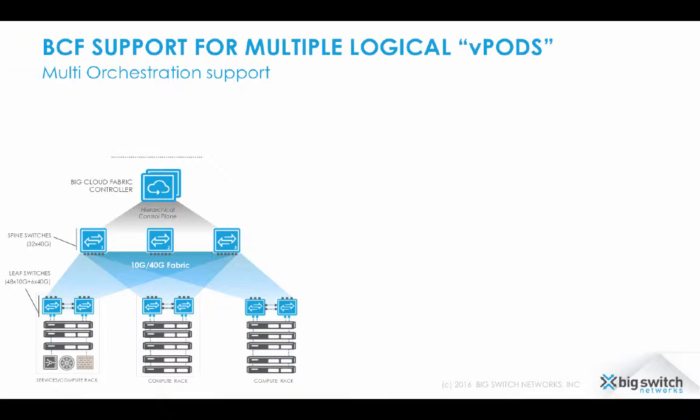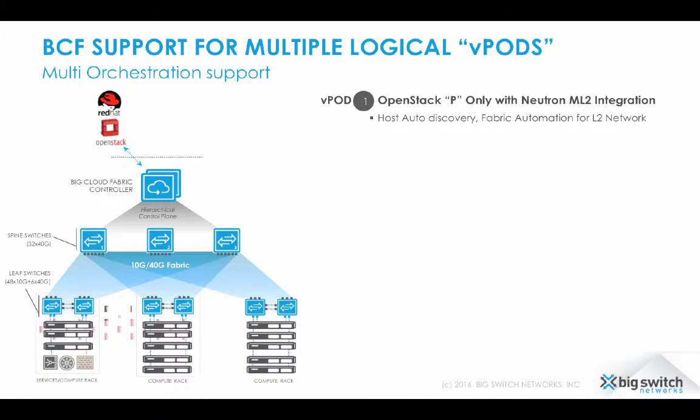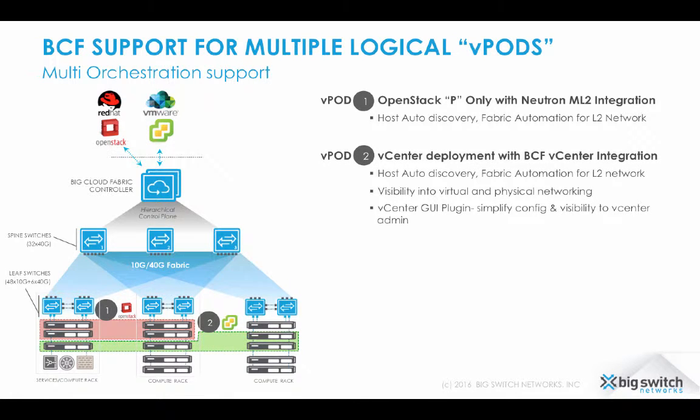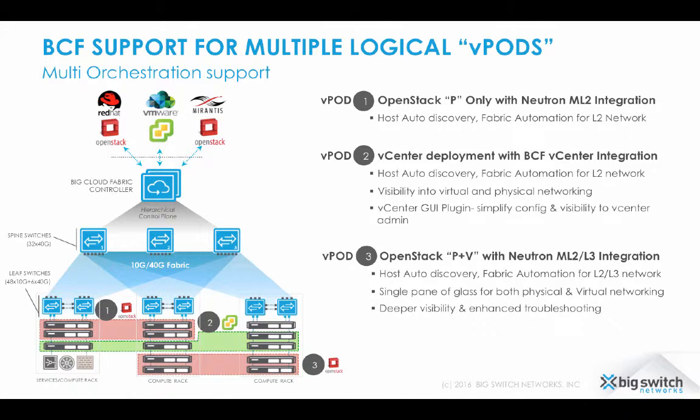physical Big Cloud Fabric. The Big Cloud Fabric used for the demo has 3 rack topology with set of compute nodes across all 3 racks. First virtual pod hosts Red Hat OpenStack Platform 7 based BCF P Fabric with Neutron ML2 integration. Second virtual pod hosts vCenter based BCF P Fabric with BCF vCenter integration. And third virtual pod is built based on the Mirantis OpenStack with Big Cloud Fabric P+V integration.